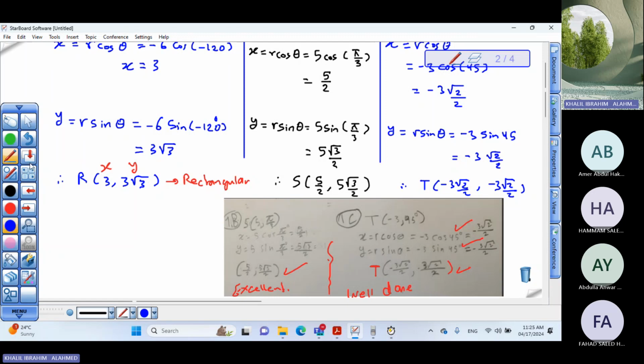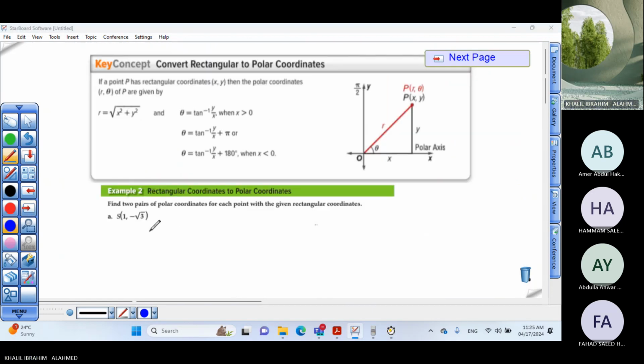Next question is how to convert rectangular to polar. So, the opposite now, vice versa. Find two pairs of polar coordinates for each point with the given rectangular coordinates. This is x and y.